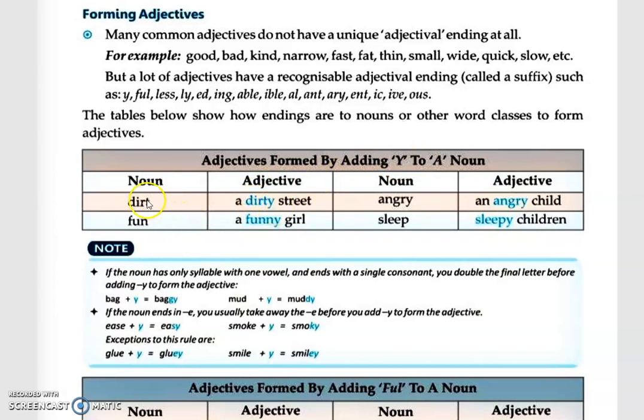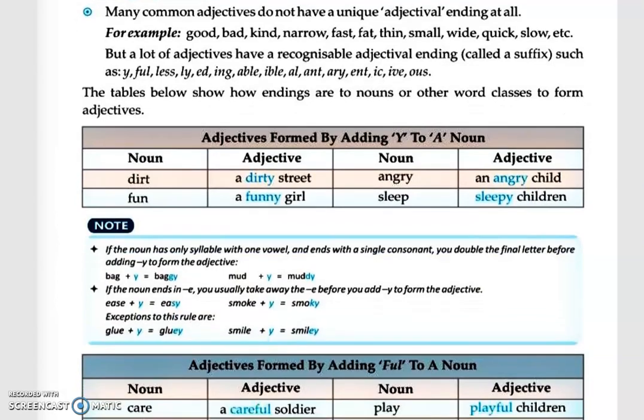So you see, this is the noun dirt. We have added y, it becomes dirty, which is an adjective. Now look at angry. It already has a y in it. So when we say an angry child, it is used as an adjective also. Then we have fun. We are adding a y to it. It becomes an adjective. We have sleep. We are adding a y. It becomes sleepy, as in sleepy children. So we have seen how to make nouns into adjectives by adding y to them.